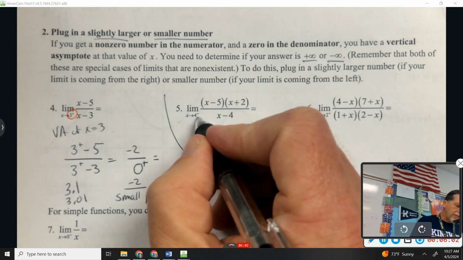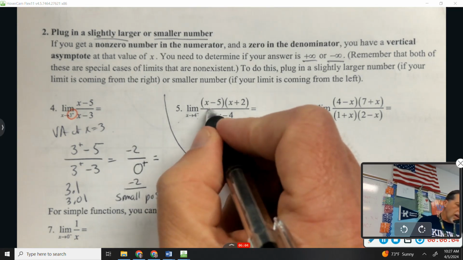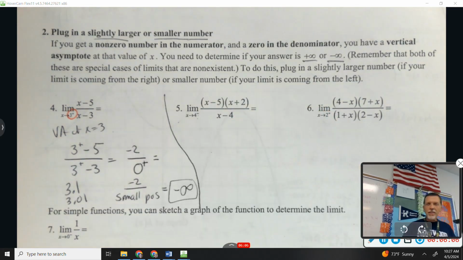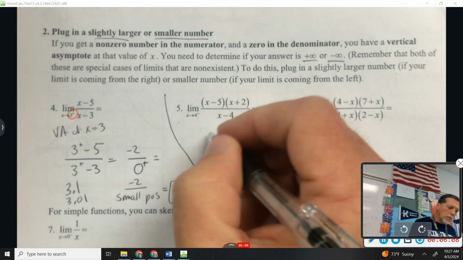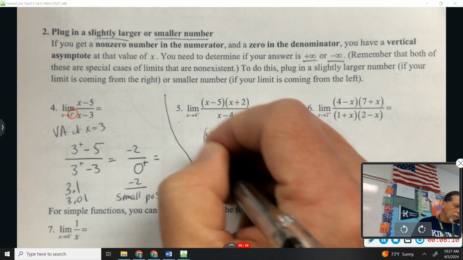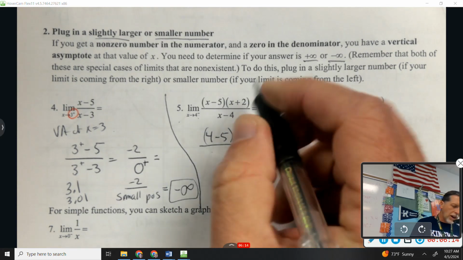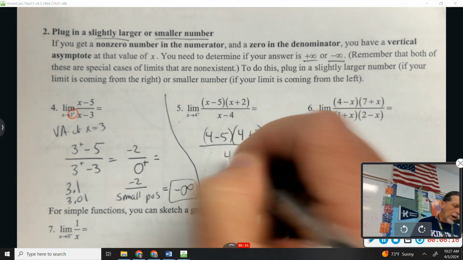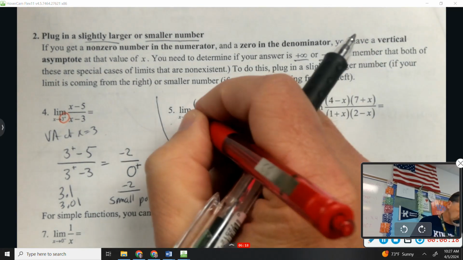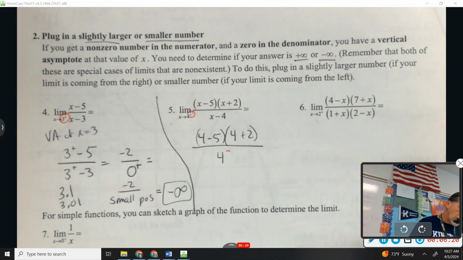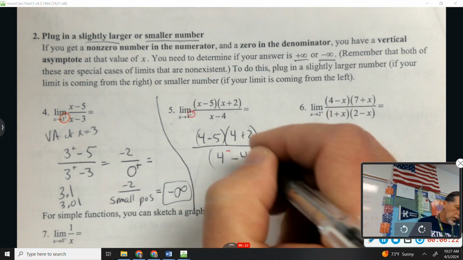Let's plug in 4 with a minus sign. The only time I'm worried about it, though, is if it goes to 0. So 4 minus 5, I don't care about the left or right thing. 4 plus 2, don't care. 4 minus 4, now it matters. So a little less than 4 minus 4.